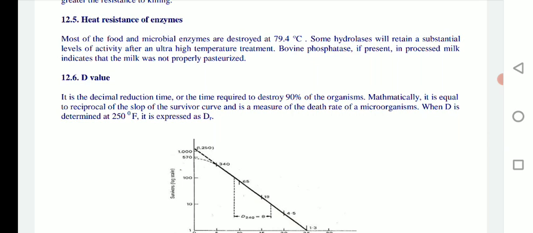So not only microbes get killed, but the enzymes they produce, say for example toxins or other toxic chemicals, should also get destroyed by these heating procedures.